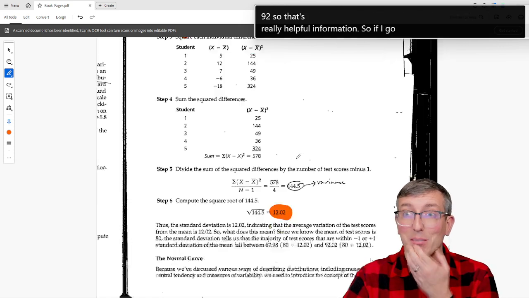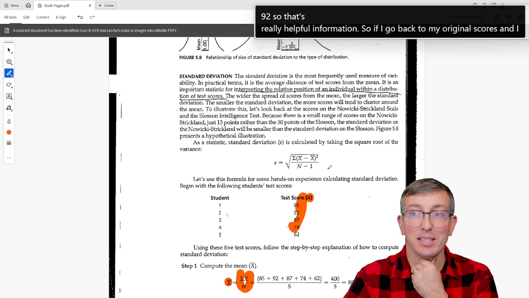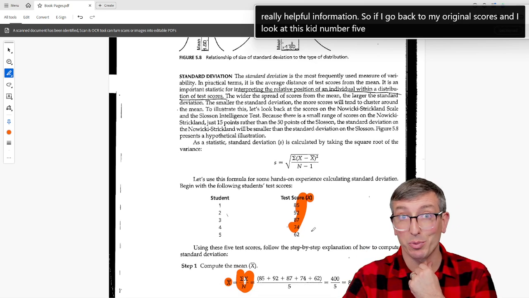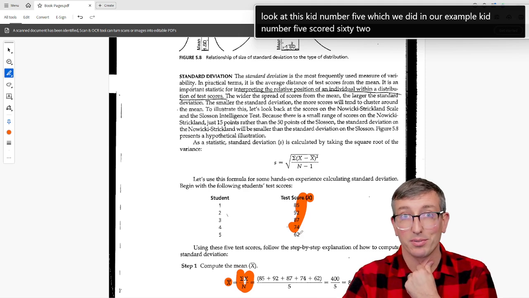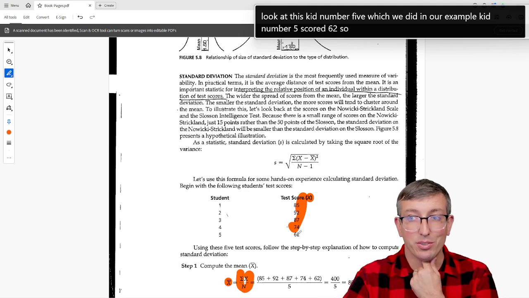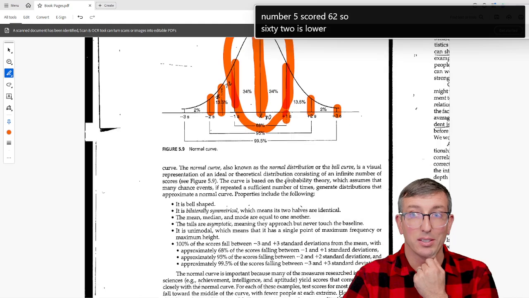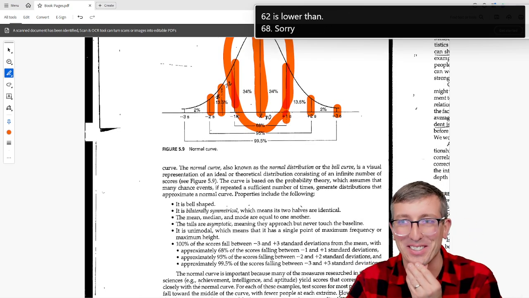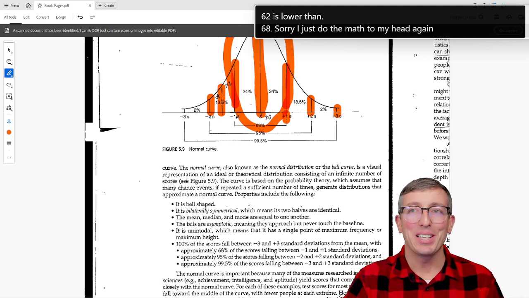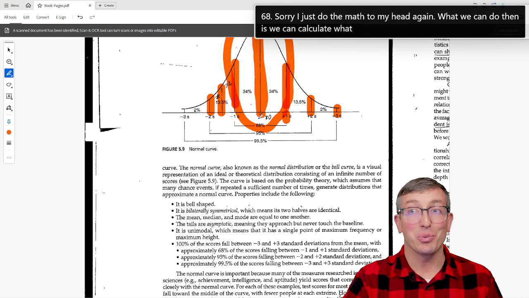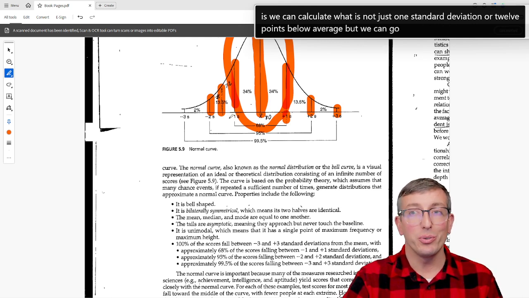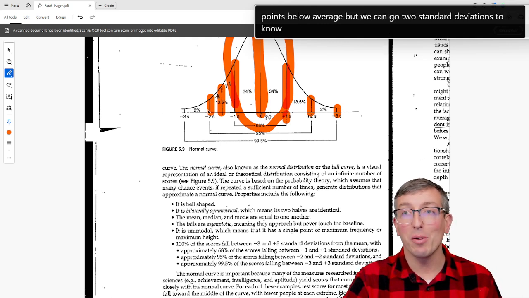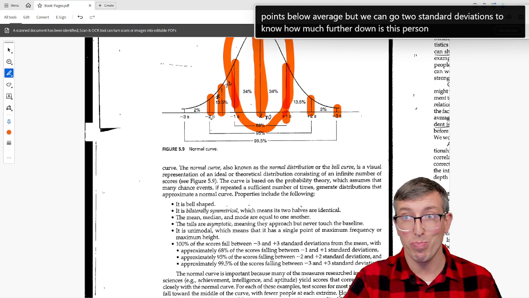So if I go back to my original scores and I look at kid number 5, which we did in our example, kid number 5 scored 62. So 62 is lower than 68. Sorry, I just do the math in my head again. What we can do then is calculate what is not just one standard deviation or 12 points below average, but we can go 2 standard deviations to know how much further down this person is.